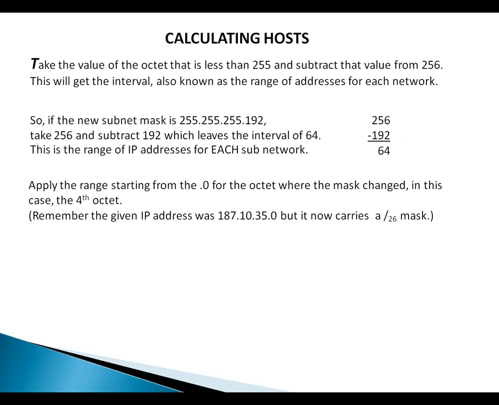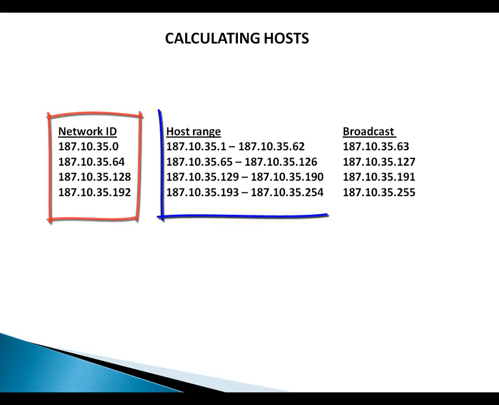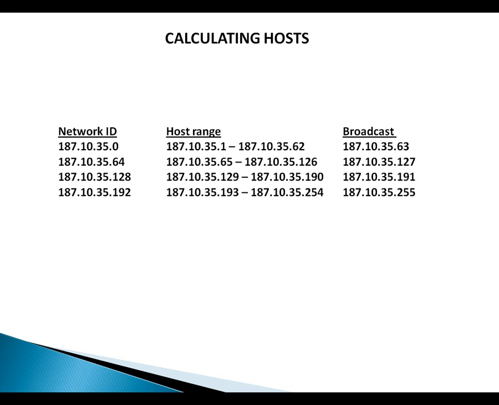Apply the range, starting from the .0 for the octet where the mask changed, in this case, the 4th octet. Remember, the given IP address was 187.10.35.0, but now carries a /26 mask. This is the network address, the host range, the broadcast for each of the 4 networks with 62 hosts per network.